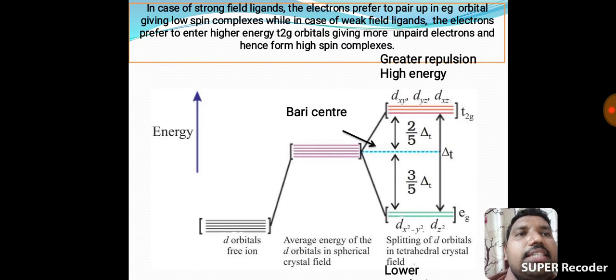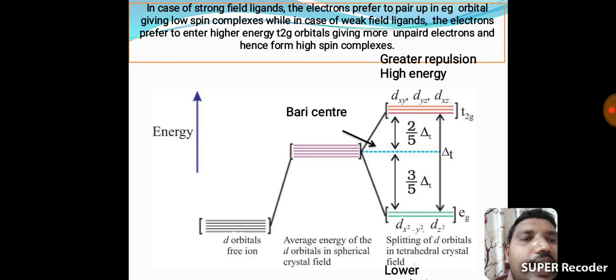See, in the case of strong field ligand, the electrons prefer to pair up in the t2g orbitals, giving low spin complexes. While in the case of weak field ligand, we already know the spectrochemical series from the previous video, the electrons prefer to enter the higher energy eg orbitals, giving more unpaired electrons and hence forming high spin complexes.